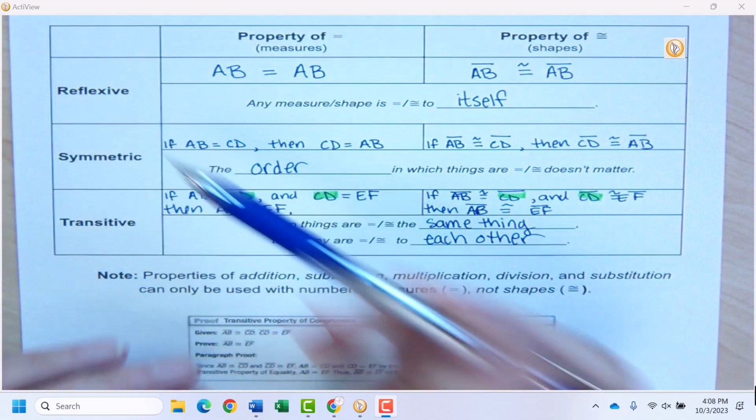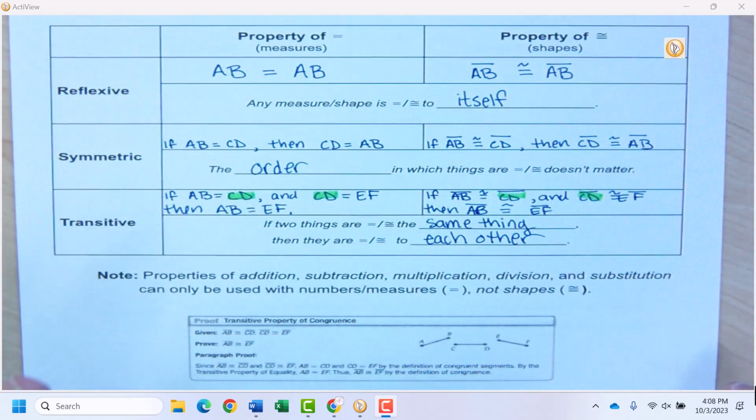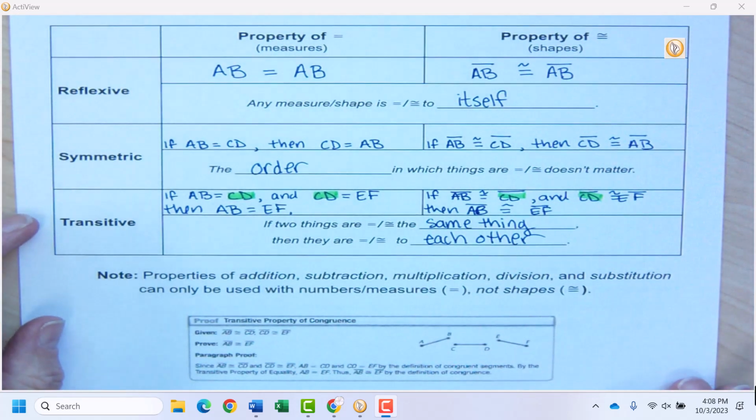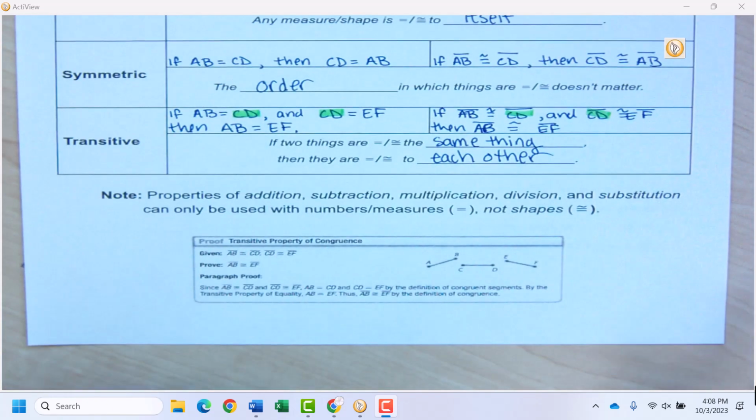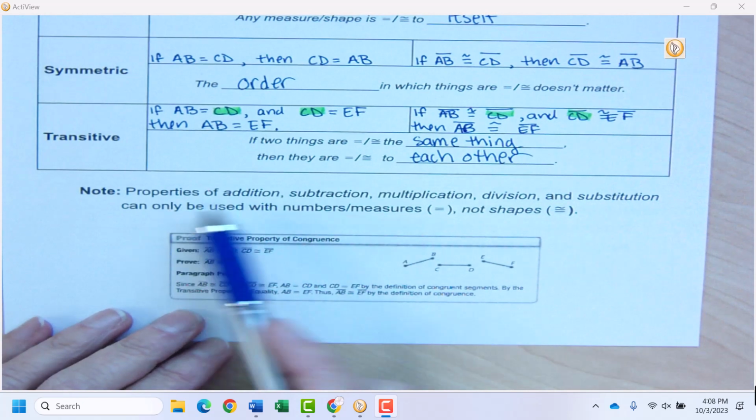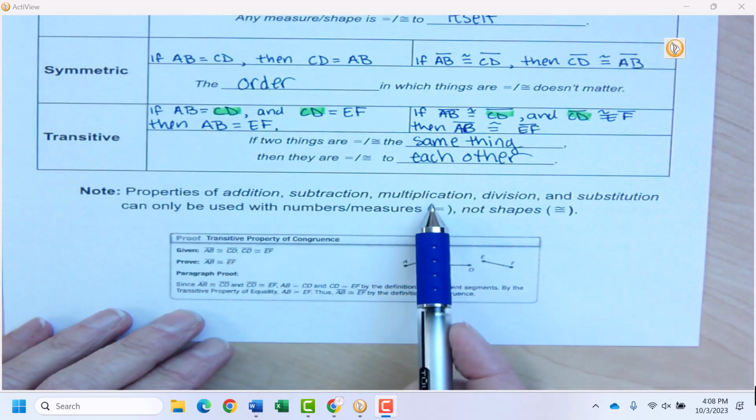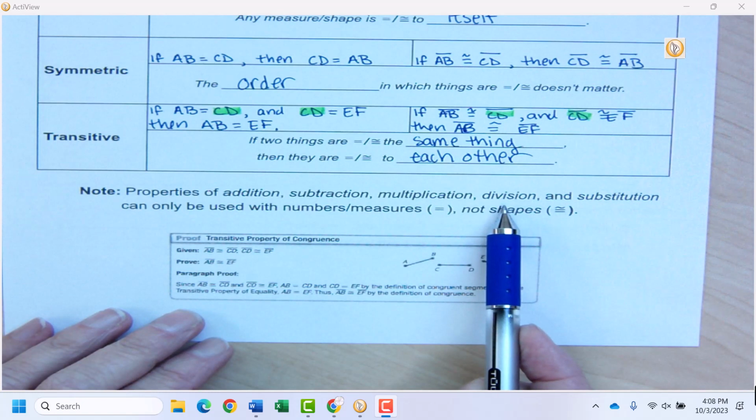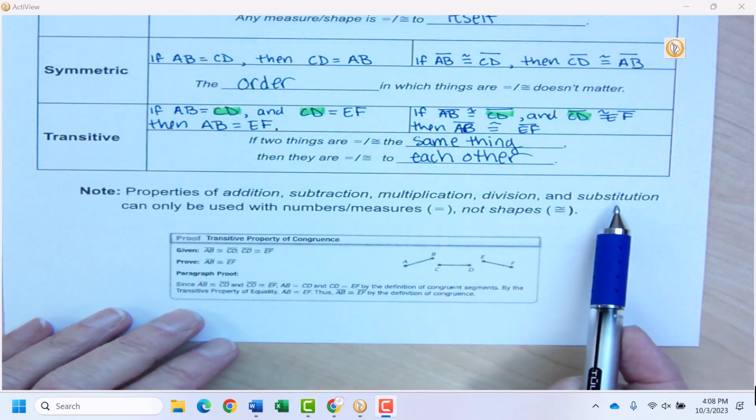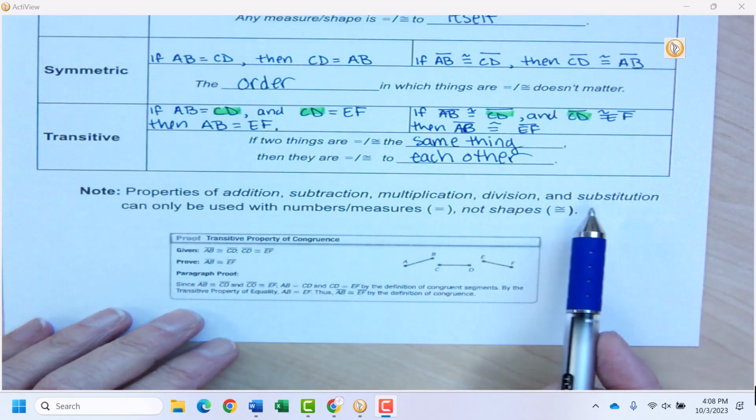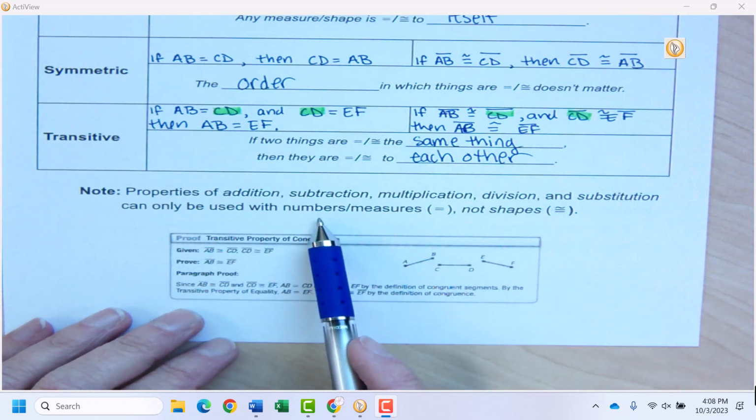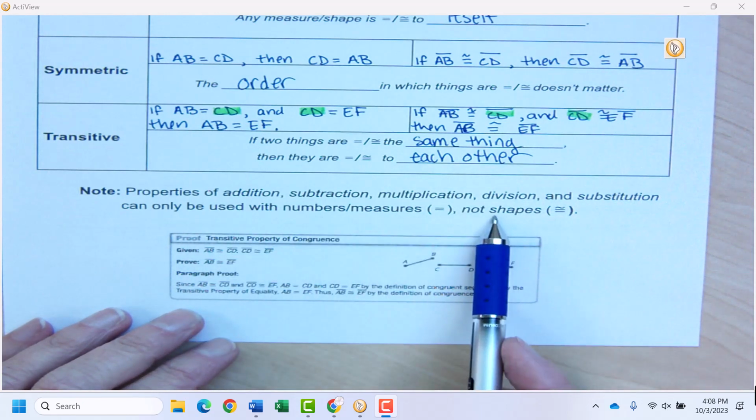So those are the reflexive, symmetric, and transitive properties. We have properties of equality and properties of congruence for each of those. But like I said earlier, some properties of equality don't have any corresponding properties of congruence. In our last lesson, for example, we talked about the properties of addition and subtraction and multiplication and division, and the substitution property of equality. Those can only be used with numbers or measurements, not shapes.